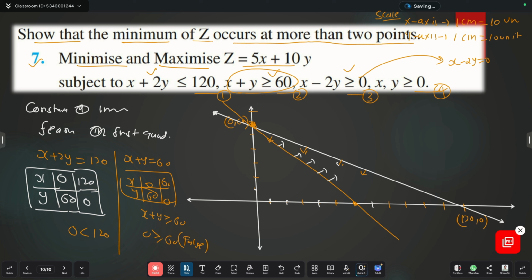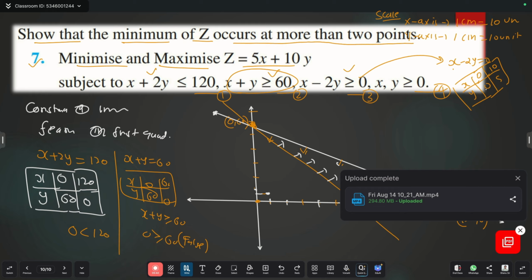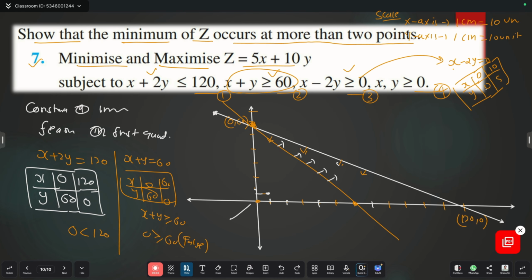Next you will draw x minus 2y equals 0, the line corresponding to constraint number 3. Suppose x is 0, y is 0, correct? x 0, y 0. If x is suppose 10, then what is y? y will be 5, correct? x value 0, then y value 0, but x value 10, then y value 5. So where is 0, comma 0? This is 0, comma 0, and where is 10, comma 5? This point. Then you will draw this line. This is your x minus 2y equals 0.